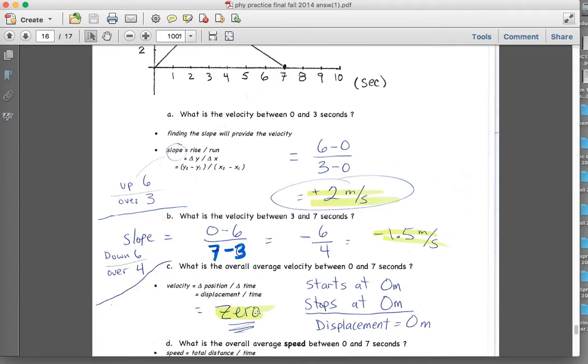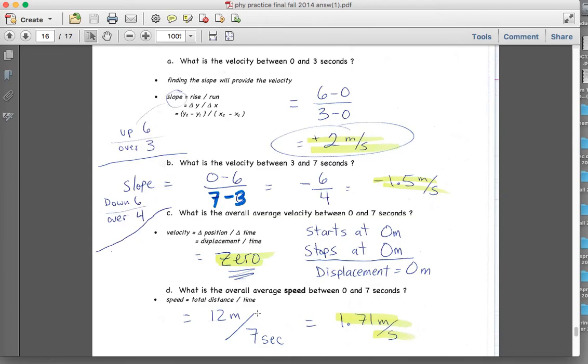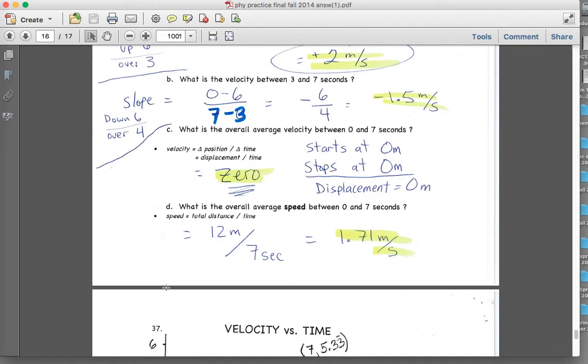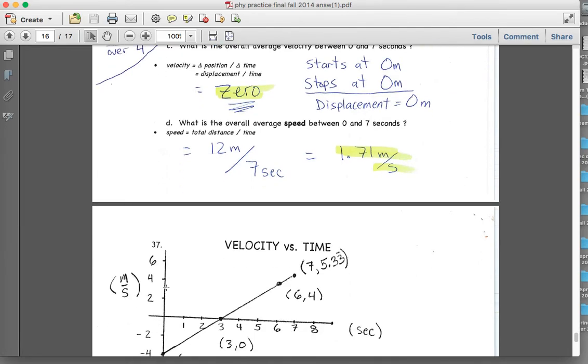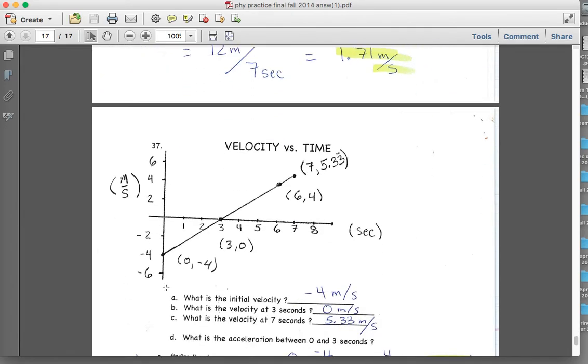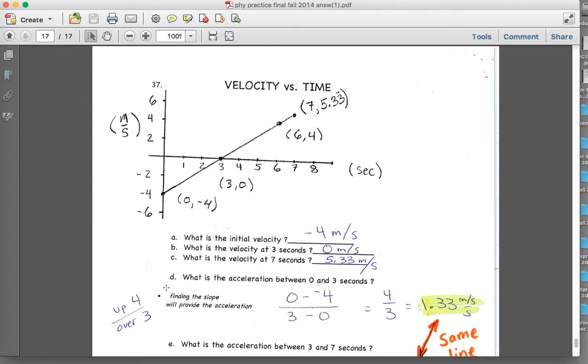Now the speed, though, keep in mind, the speed takes into account total distance. So if I walked 6 meters up and then turned around and walked another 6 meters back, I actually covered a total distance of 12 meters. Some people kind of think of that as, if I was wearing my Fitbit, how many total steps or how much total distance would I actually cover?